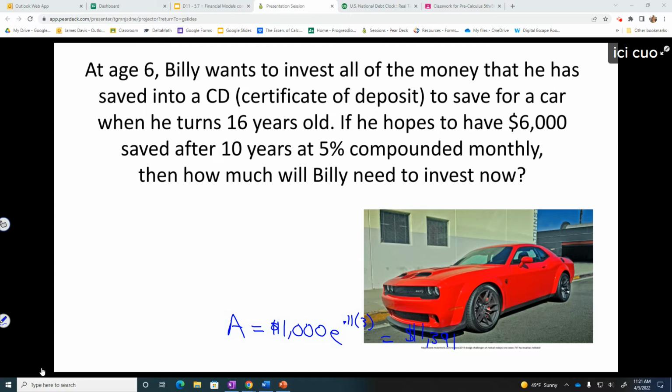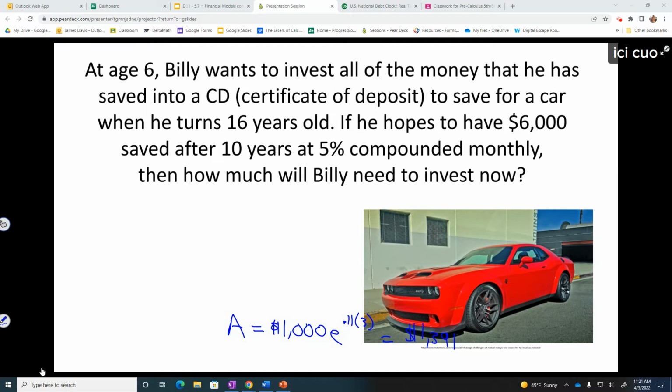So at age 6, Billy wants to invest all the money that he has into what's called a CD. It just means a certificate of deposit. What that means is you put your money in this account, and you can't touch it until it expires. Most of them are 5 or 10 years, or you could do 50 years.